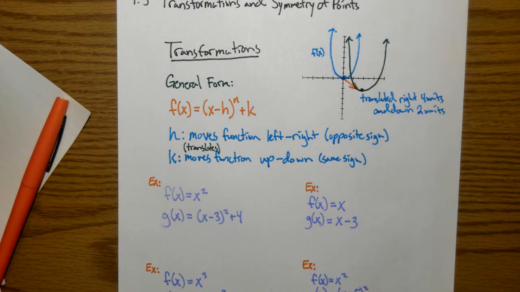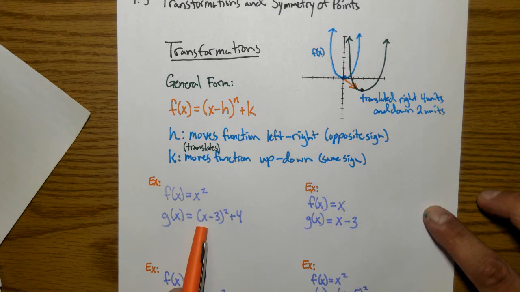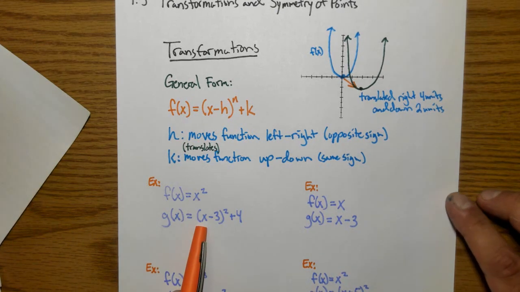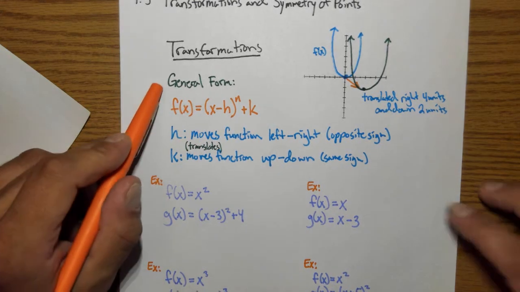But today we're not going to talk about it graphically, we're going to talk about algebraically. So you'll be given a function, something like this, and you'll want to be able to identify how it's being translated just based off of looking at the function itself. And it's really not that hard. So let's take a look at the general form.